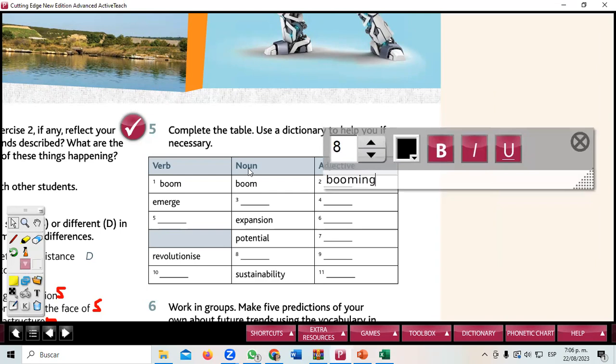So you're going to do the same with the other words. Emerge as a verb, expansion as a noun, potential, this one doesn't have a verb, only noun and adjective. Revolutionize is the verb, sustainability is the noun, okay? So you're going to complete the chart. You take some minutes and then we will socialize the chart, okay?